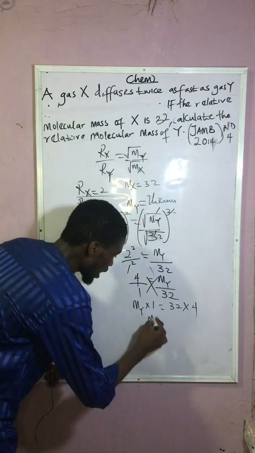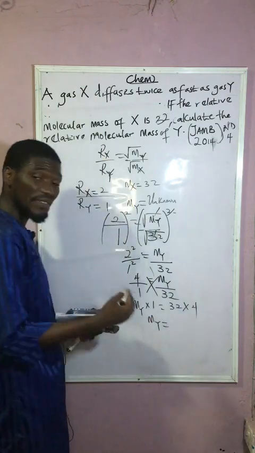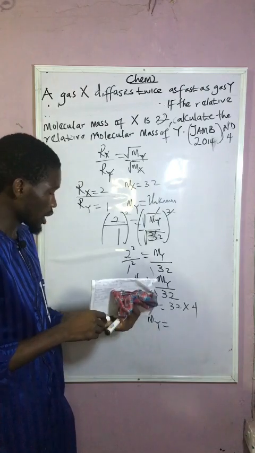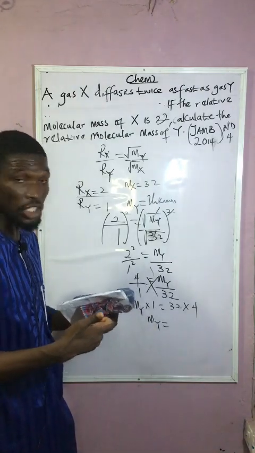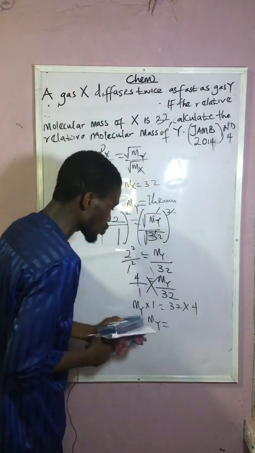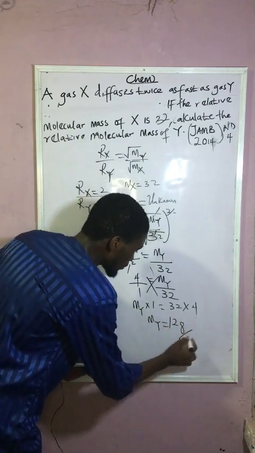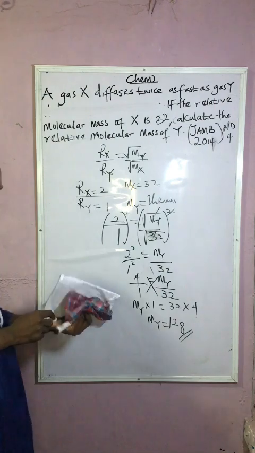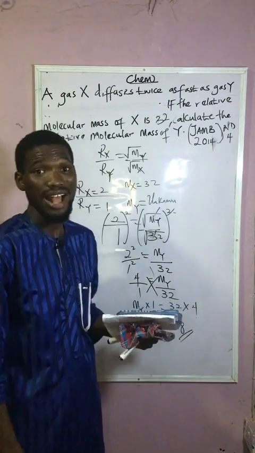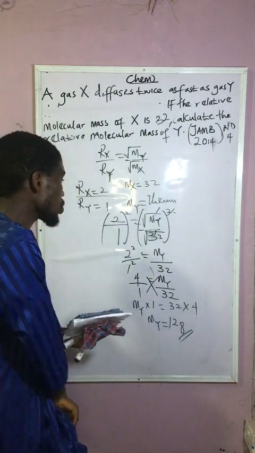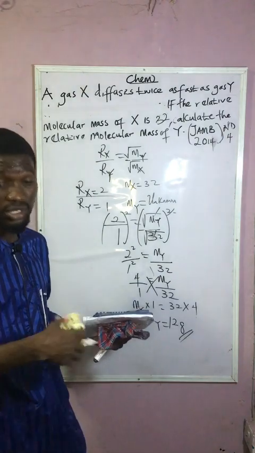So we can say MY equal to, it's very simple if you are not meant to use a calculator and you are familiar with your multiplication table. 4 times 2 is 8. 4 times 3 is 12. So we have MY is 128. As simple as that. Are you with me in our class? It's very simple.